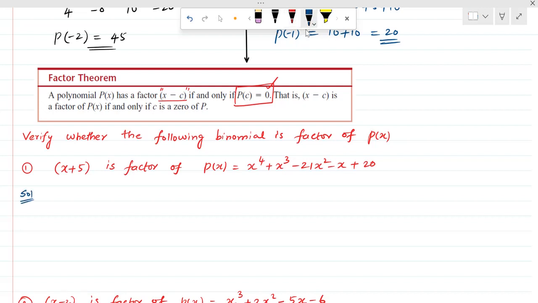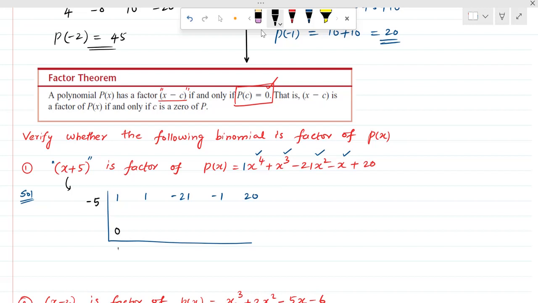I want to check whether the given factor x plus 5 is a factor of the polynomial. How will you check? I will go with the synthetic method. So I have to check whether there is a missing term. Here x power 4, 3, 2, 1 and constant. No missing term. I will just take the coefficients 1, again 1, again 1, minus 21 and minus 1 and 20. Now, since it is given along with the x, I have to change the sign. So it is minus 5.